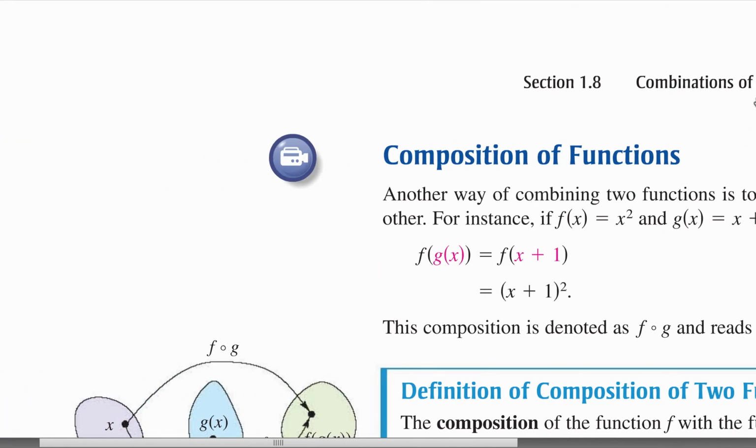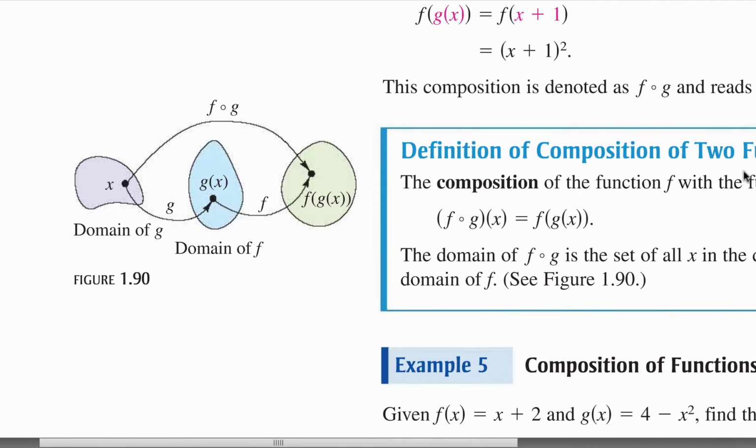Let's look at a picture. So the way a composition works, if you take an input x and plug it into g, it goes into this set right here, which is the range of g. But then you take that value, plug it into f, and it goes to this set right here, which is the range of f. A composition will completely bypass the middle set, and it will go straight from this part right here, the domain of g, into the range of f.